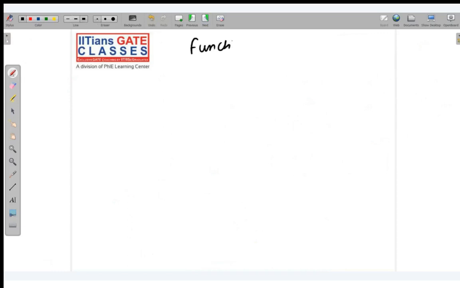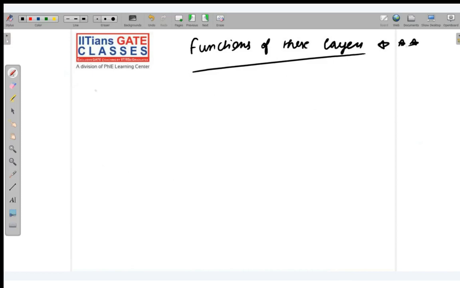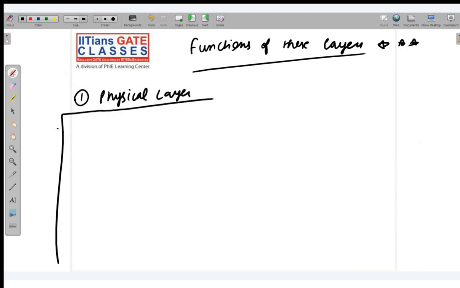We have 7 layers, so we will study the functions of these layers, which are very, very important. The very first layer was the physical layer. So what are the functions of the physical layer? The very first function is physical characteristics of media and its type.